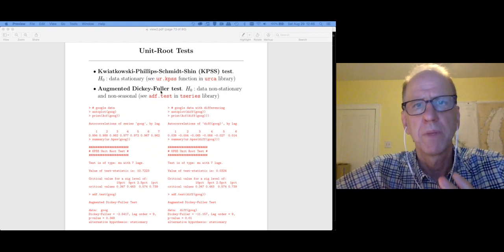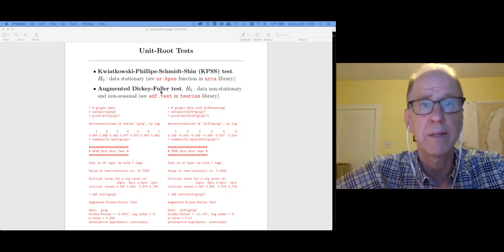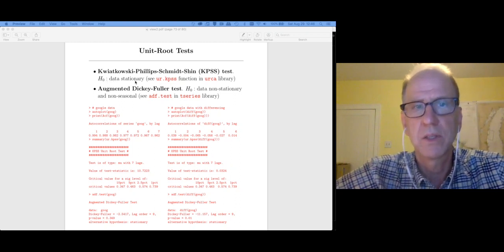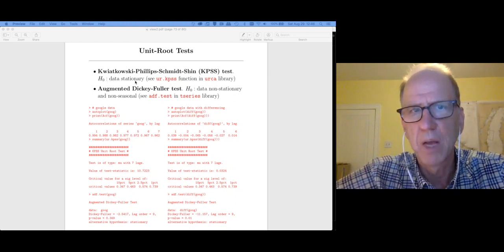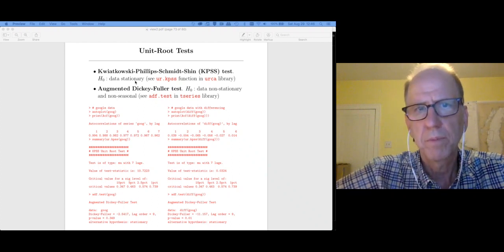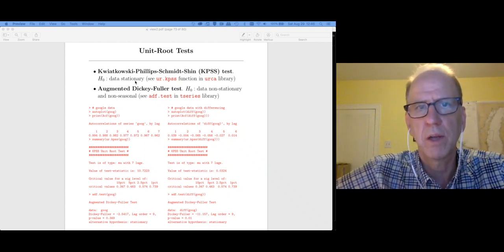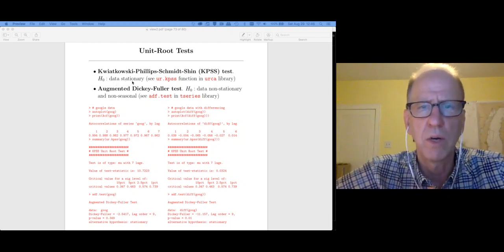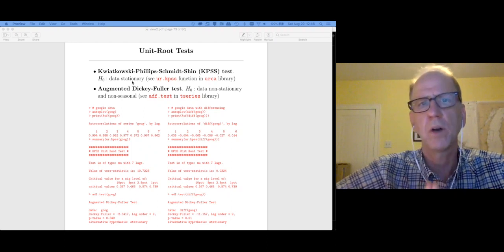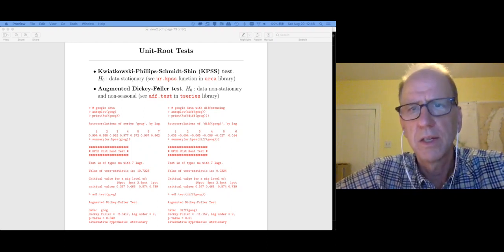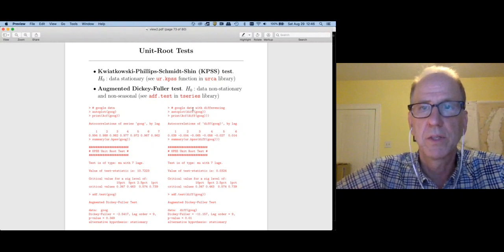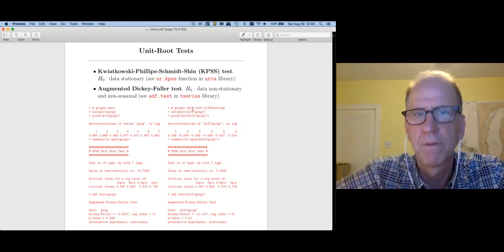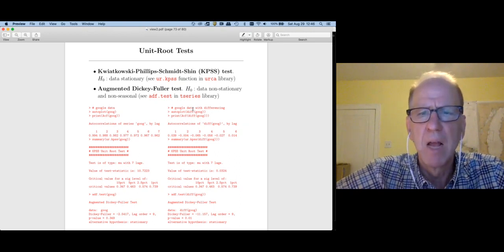We want to know, is the data stationary or not? With KPSS, the null hypothesis is that you've got stationary data. So large p-values mean you can't reject that null hypothesis, and small p-values put that hypothesis in question. With the augmented Dickey-Fuller test, it's just the opposite. Our null hypothesis is that we have non-stationary data, and the alternative is that we have stationary data.